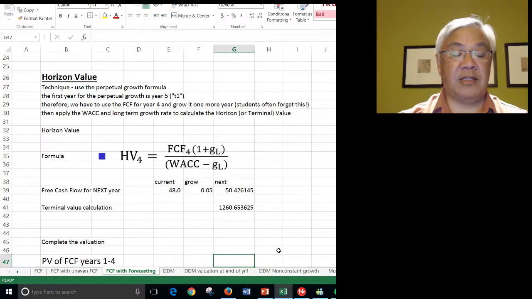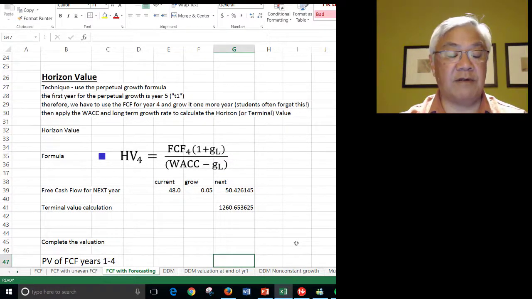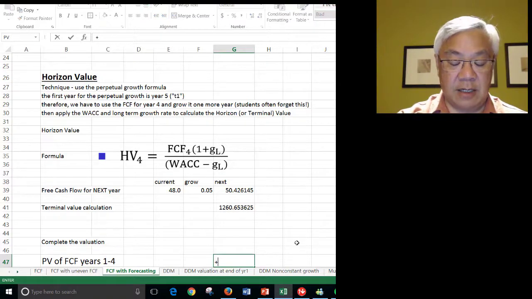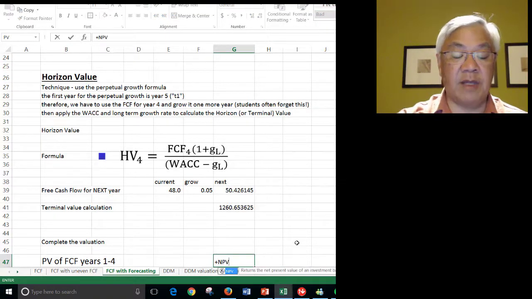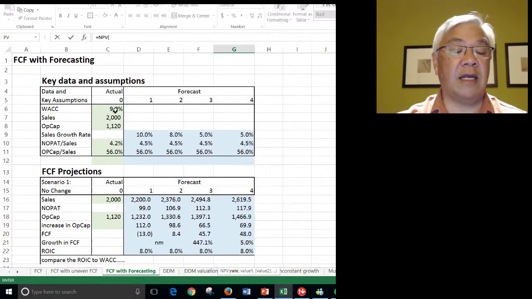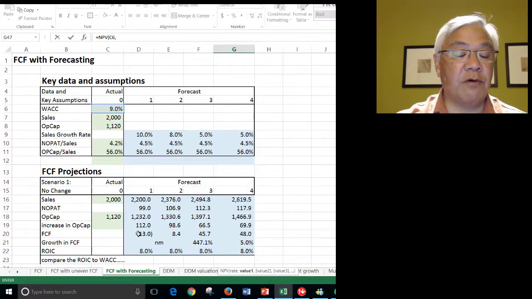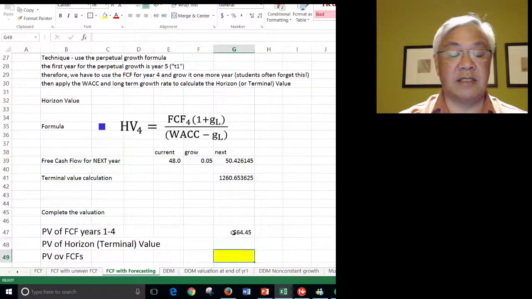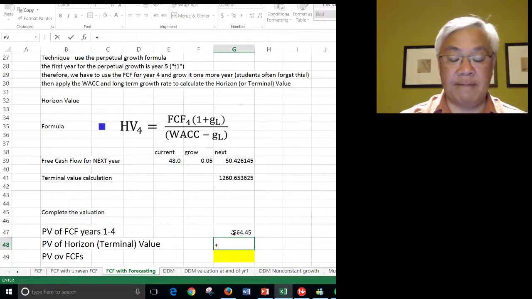All right, so now we can generate the PV of cash flows for years 1 through 4, so that we can use our handy NPV formula. And we start with the rate, and that is the WACC at 9%, comma, the time period, which is 1 through 4, and free cash flows. Close parens, enter. So that's 64, and then we get the PV of the horizon.